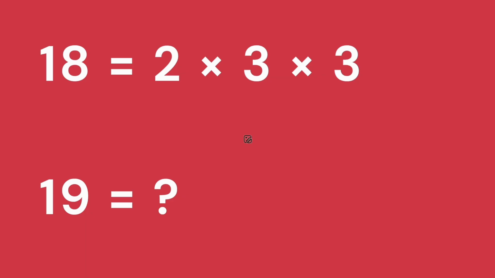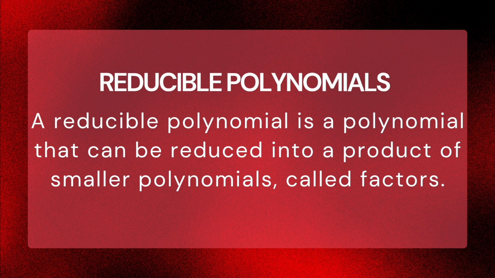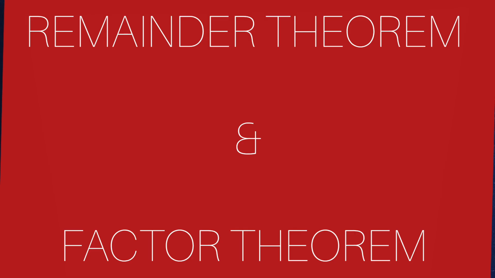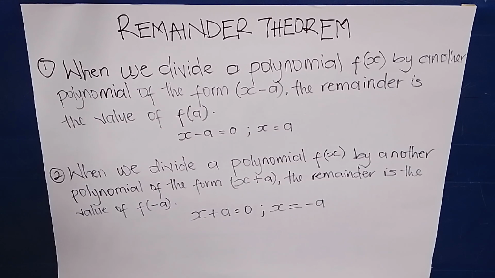So it's the same thing with polynomials. In this case, the number 18 can be said to be reducible, and the number 19 can be said to be irreducible. So it's the same thing in relating with reducible polynomials. Reducible polynomials are polynomials that can be broken down, reduced into smaller chunks of factors. Now, in order to understand how to work around this concept, we will need to understand remainder theorem and factor theorem. So this is your remainder theorem.